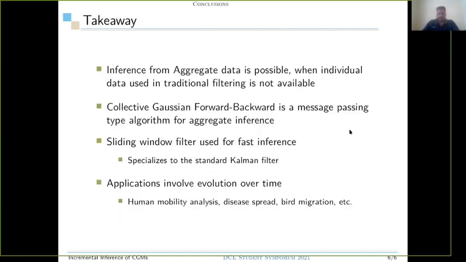To conclude my presentation, we have proposed a filtering algorithm from aggregate data, which we call collective Gaussian forward-backward algorithm.